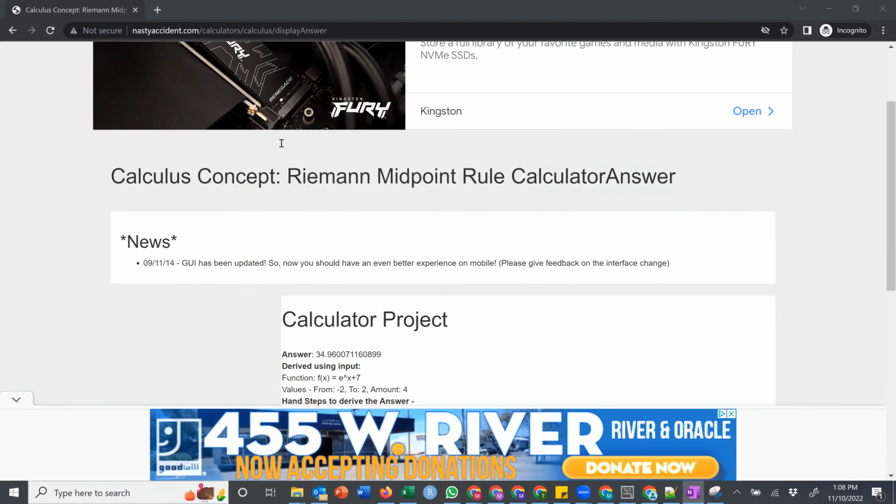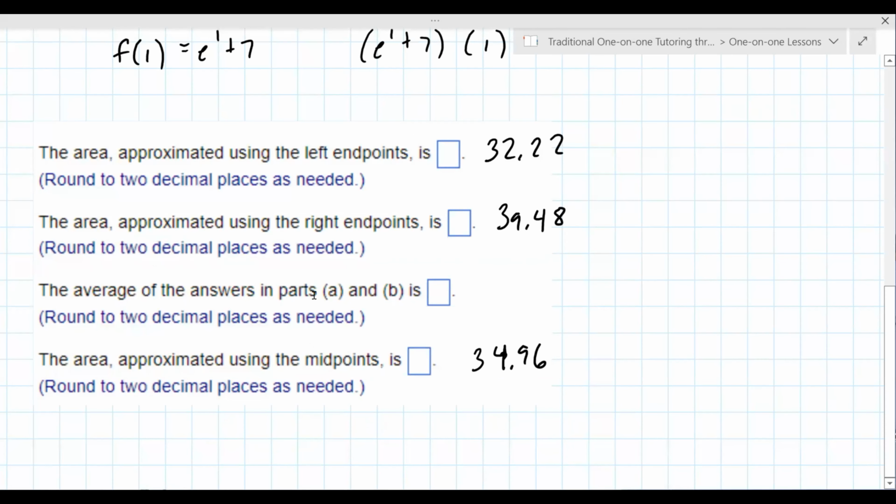Okay, so I've got these numbers entered in. For part C, it's just the average of A and B. So let me grab my calculator here and take the average of those two numbers.